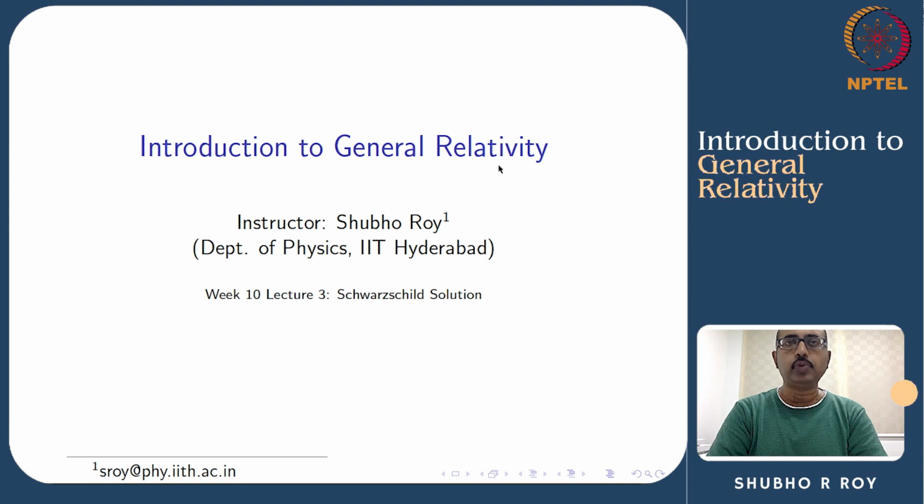In the previous lecture, we worked out the Schwarzschild solution, which is the first ever non-trivial exact solution to be written down for the fully nonlinear Einstein field equation. And as I mentioned, it represents the gravitational field of the space-time metric outside a spherical distribution of matter energy.